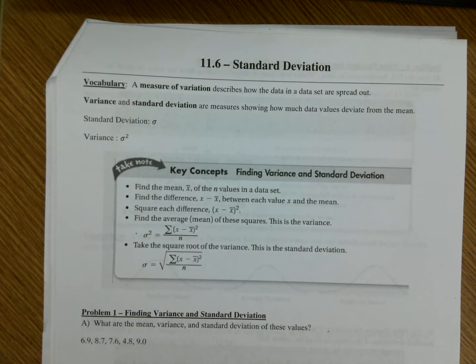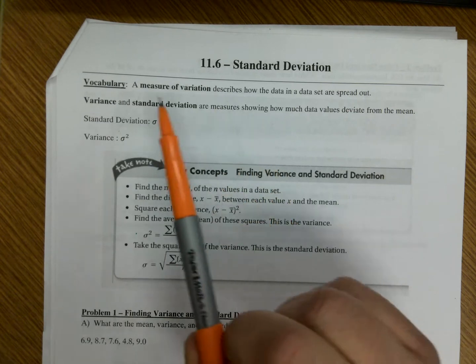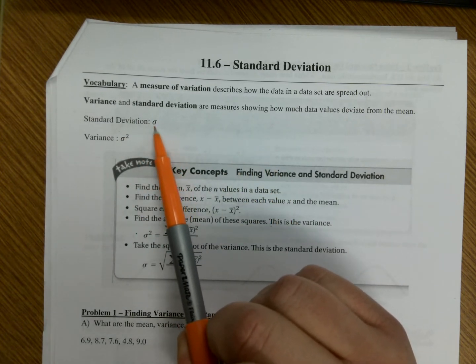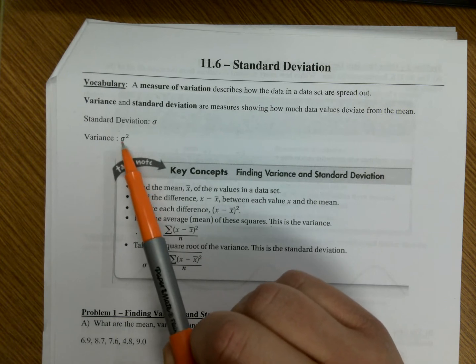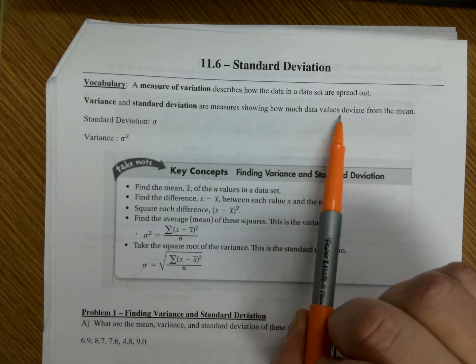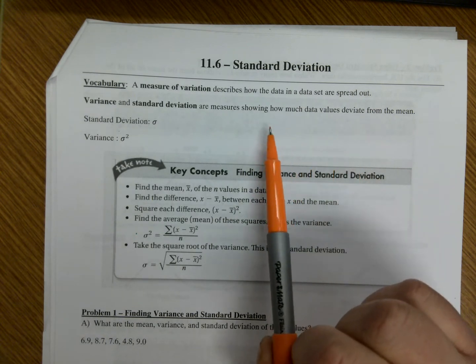11.6, standard deviation. Okay, real honest with you guys, there's a lot more that we could do, but now that we have calculators, it's a lot easier. So standard deviation and variance, when we're talking about this, standard deviation is symbolized by this Greek letter, and then variance is that Greek letter squared. It's basically showing you how much data deviates from the mean. So how spread out it is.